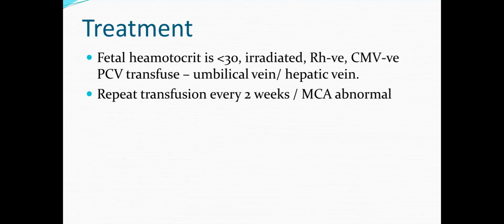Now treatment. When we do the fetal blood sampling, if the fetal hematocrit is less than 30, meaning the fetus is anemic, then we have to transfuse irradiated, Rh negative, CMV (cytomegalovirus) negative packed cell volume. It could be done in the umbilical vein at the cord site or into the hepatic vein. The transfusion can be done from 18 weeks onward.